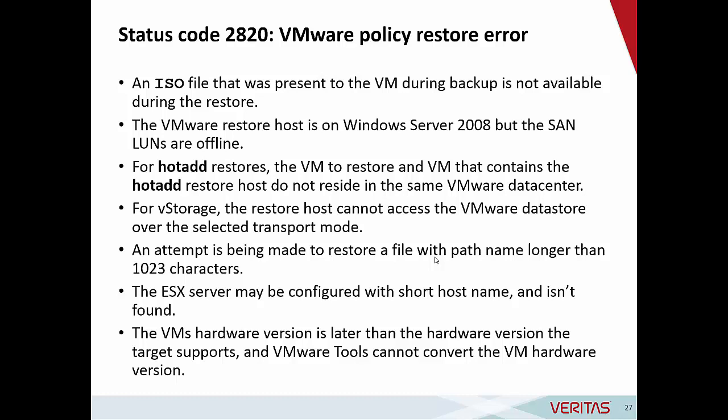And then lastly, if the VM hardware version is later than the hardware version that the target supports, VMware Tools will attempt to convert the hardware version. If it is not able to do so, then you'll get the 2820.